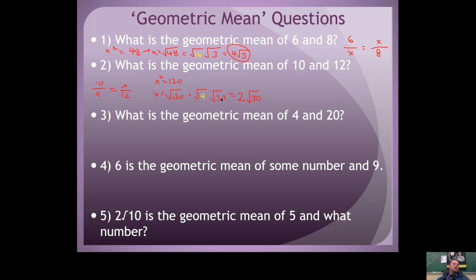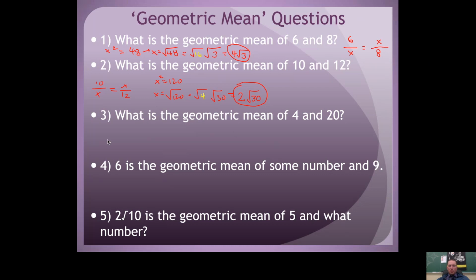Let's try to find some perfect squares that go into 30. 25 doesn't, 16 doesn't, 9 doesn't, 4 doesn't. Pretty sure that's your answer. What is the geometric mean of 10 and 12? It's 2 square roots of 30. Again, these are skills that are going to help you with the following two theorems.